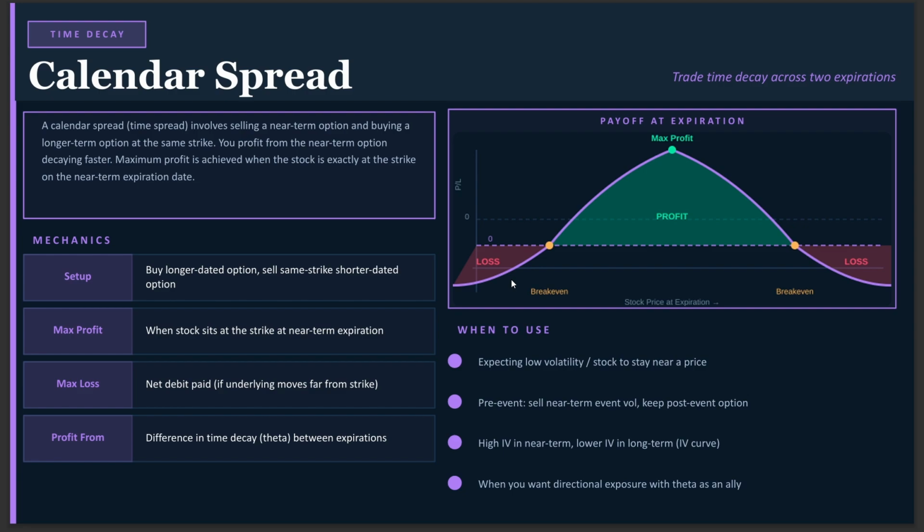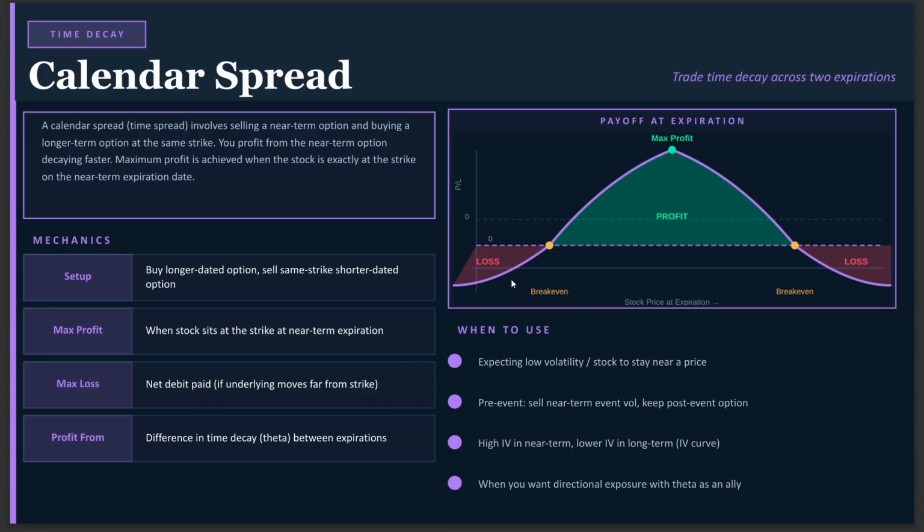When you want directional exposure with theta on your side, essentially, because we're selling the option, we're getting theta to work for us at the same time when we have the longer option. And the reason why we're having theta work for us is because the option that we are selling closer in expiration will have a higher theta value than the long option that we're buying at the same strike.